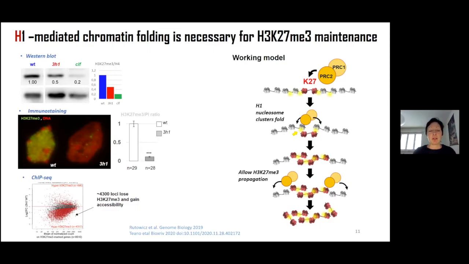Well, we have enough evidence now that if we completely abolish the establishment of H3K27 trimethylation, the plants are not able to develop properly. And plants lacking H1 actually do develop rather normally, with the exceptions of some phenotypes that I will show you later. So we rationalize that the establishment of this important developmental mark was normal in the 3H1 mutant. However, probably the propagation and maintenance over time was dysfunctional.